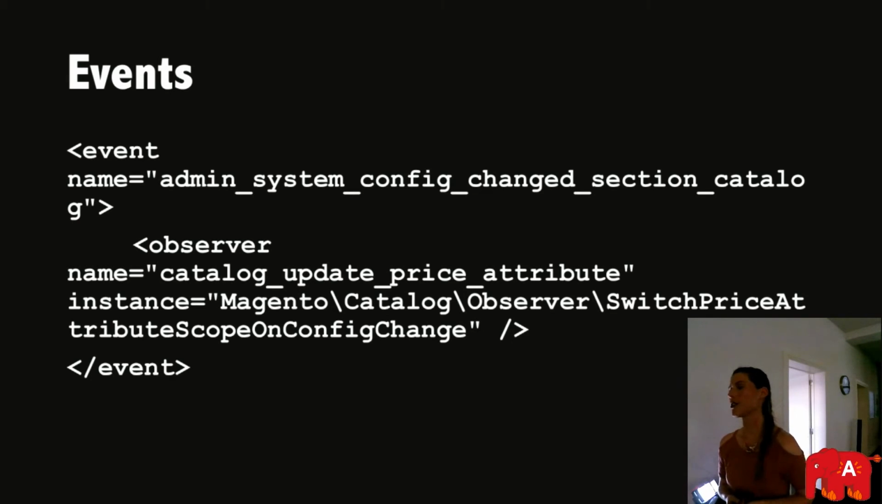To create observers and let Magento know that your observer is listening to a certain event, you again have to make an events.xml in your etc folder. You have to define event, you give the name of the event, and then you say, okay, I want to create an observer for this. My name is this. This should be a unique name in your Magento installation. And you say which class instance your observer will be for.